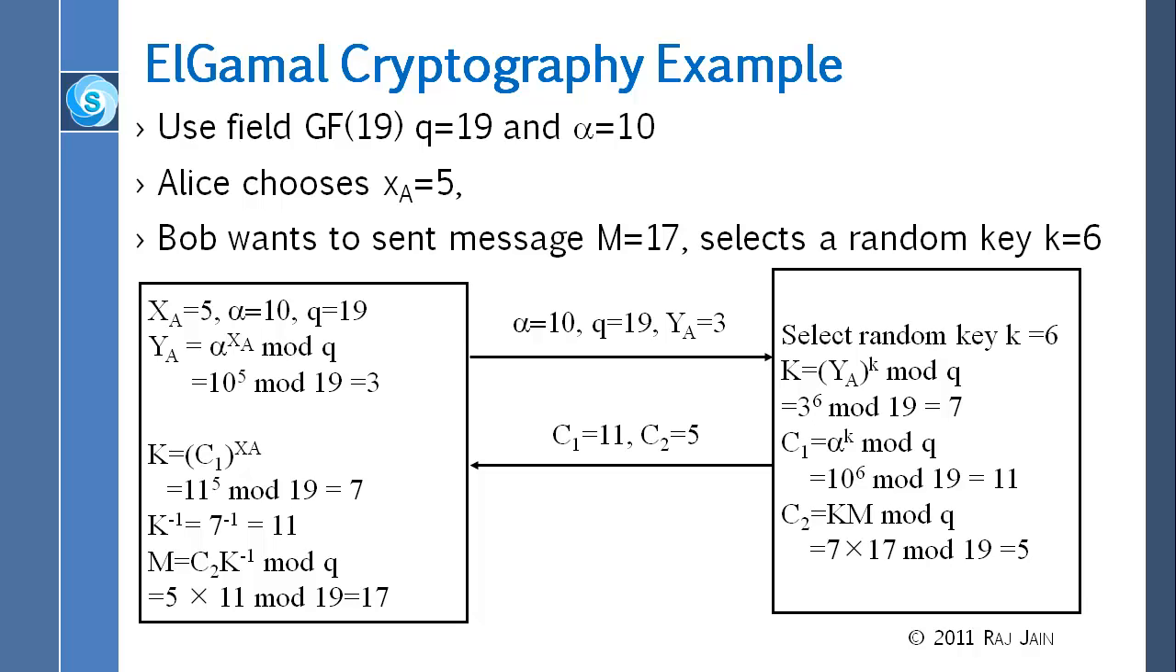Other side generated a random number 6. So it raises YA 3 to 6 mod 19. Get 7, and then it calculates C1, which is alpha K mod Q, 11, and C2, which is 7 times 17, our message, it's a 5. So C1 and C2 are sent.